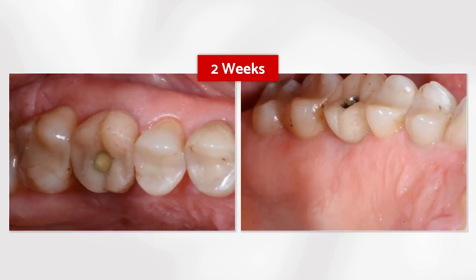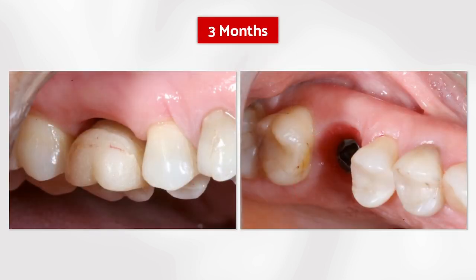2 weeks post-op, we cannot see the presence of the fistula anymore. It vanished from here, but we have a very good healing of soft tissue around this provisional crown. And 3 months post-op, take a look at this anatomical contour of the provisional restoration. Now it's time to reproduce the same anatomical contour in the final restoration.